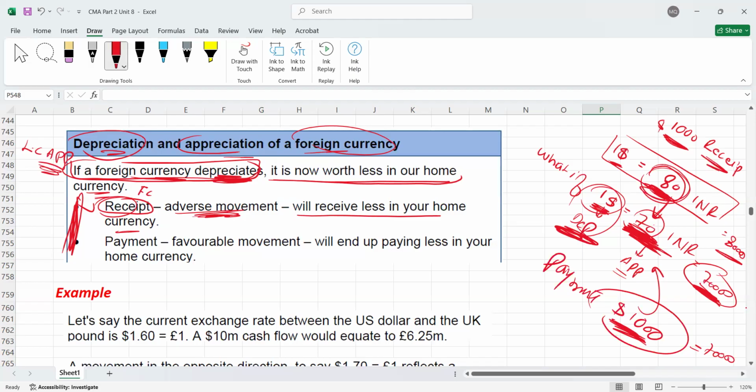So what is better? Now I'm just summarizing here. The summary is whenever foreign currency depreciates, if you are receiving foreign currency, it is bad news for you. It is an adverse movement for you. But if you have to make payments in the foreign currency, it is good news for you. It will become a favorable movement for you. Understood? Okay.